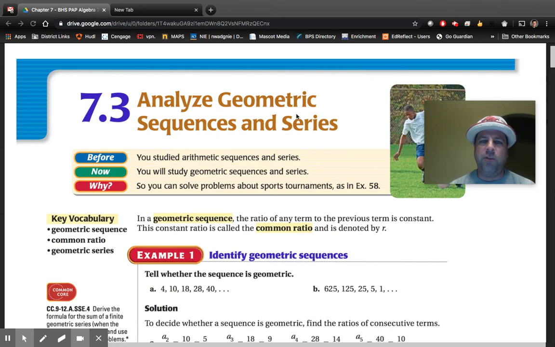So this is going to be geometric. And guys, here's the difference. Look at right here: 4 to 10, 10 to 18, and 18 to 28. Then 625 to 125, 125 to 25, 25 to 5. A geometric sequence has a ratio of a common term. In other words, it's just a multiple. You've got to multiply 4 by something to get 10, multiply 10 by something to get 18, 18 by something to get 28. And it's the same value.